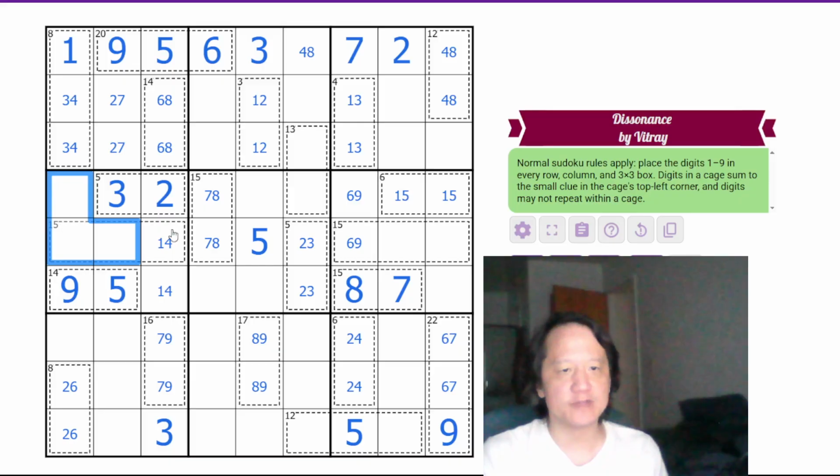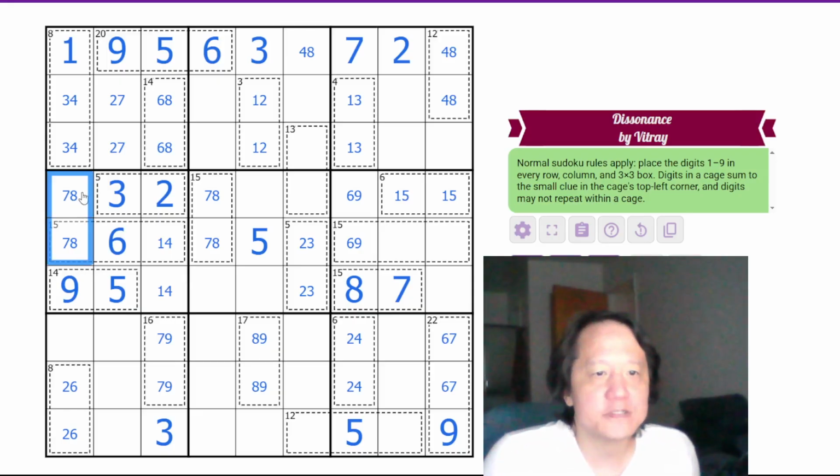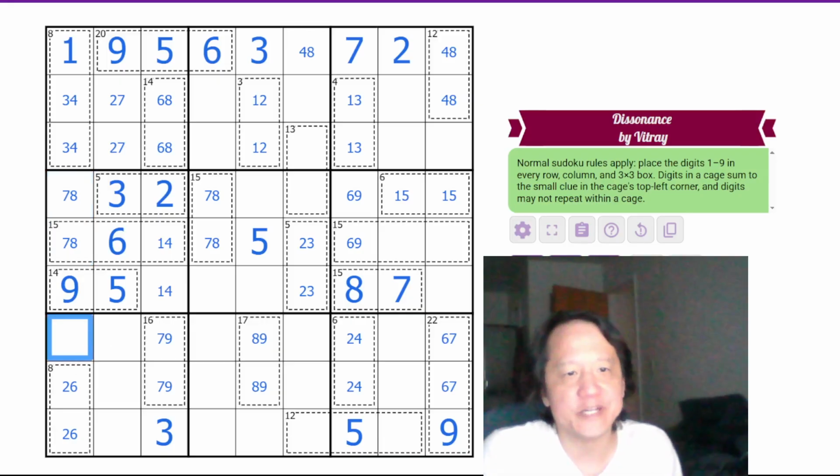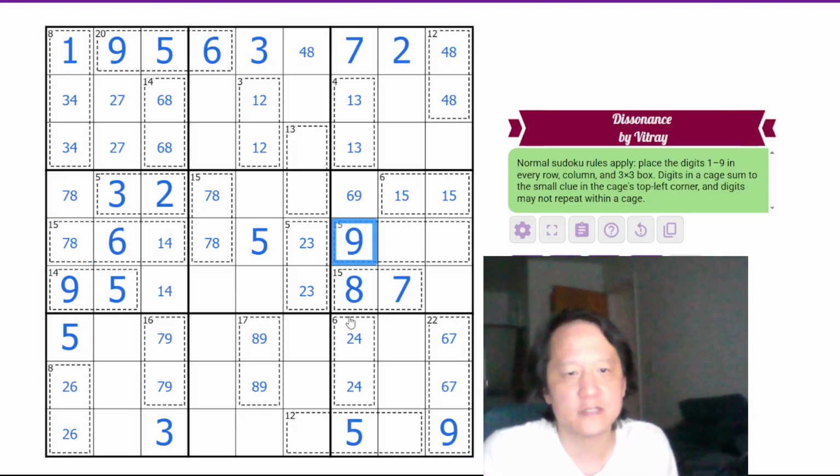Remaining digits of this left central box are 6, 7, and 8. And these can't be 6 because of the 2-6 pair in the column. So 6 has to be there. So now we have, what, 7 and 8? Since this is a 7-8 pair, the remaining digit in column 1 is a 5. And 6 eliminates 6 here, so that's 9.